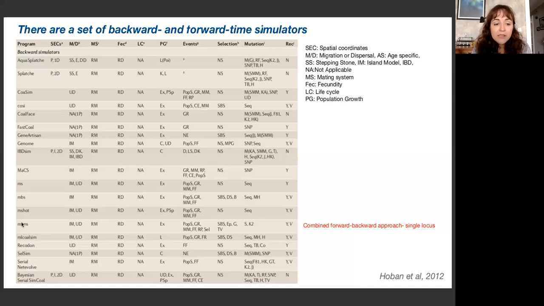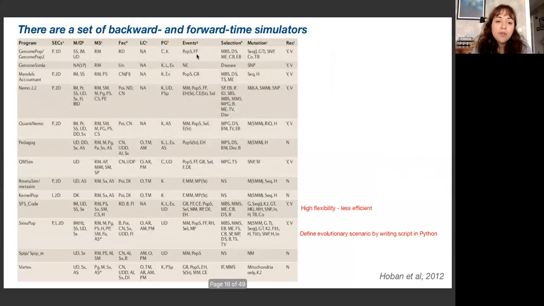For example, this very famous MSMS is a combined forward-backward approach, but it works on just a single locus. And here we have some forward time simulators, except SLiM. We will see SLiM later, but there are some famous ones: SFS_CODE, simuPOP, QuantiNemo, Nemo, or GenomePop. These are all forward time simulators.